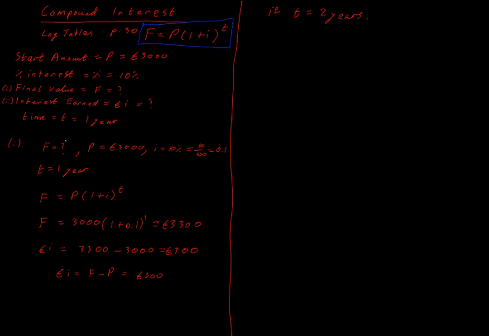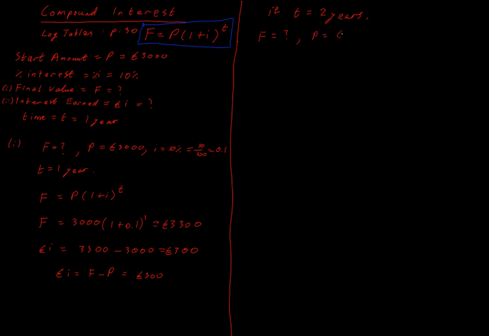Now, just to show you how useful this formula is, we don't have to do it over 1 year. We can actually do this problem, but we can say that we're going to have our interest earned over 2 years. So we leave the money in the bank for 2 years instead of only 1 year, and see how much extra money we end up with when we leave it in the bank for 2 years. So my final value is still what I'm looking for.